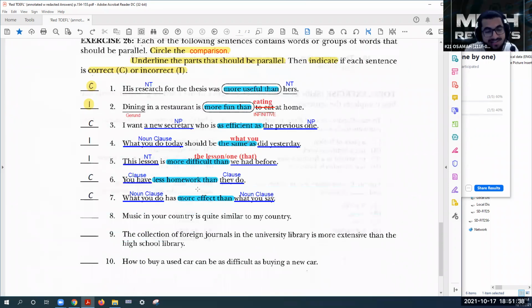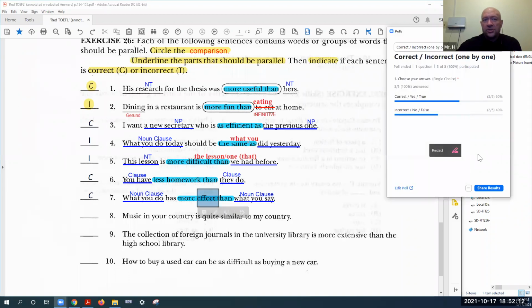Okay. But my question is, effect is uncountable. No, effect is countable. Yes. We often say effects with an S, like special effects. The movies from Hollywood have many special effects. We use the plural often. Okay. All right. Let's try number 8, gentlemen.